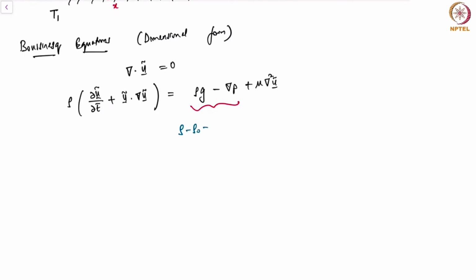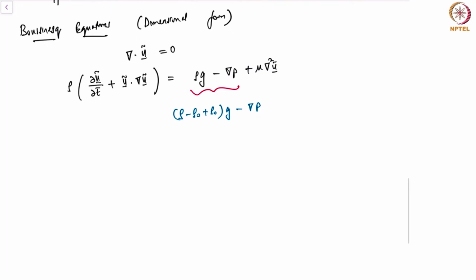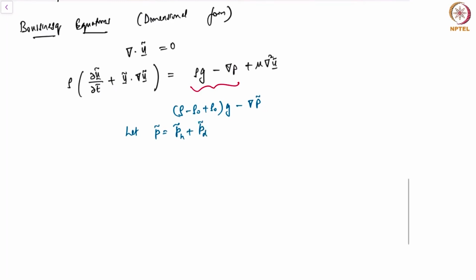rho minus rho naught plus rho naught, into g, minus grad P. Okay. We will now say let P be a sum. I should not forget that these are all dimensional quantities. So P will be P hydrostatic plus P dynamic. Then this term essentially becomes rho minus rho naught times g plus rho naught times g minus grad pH minus grad PD.